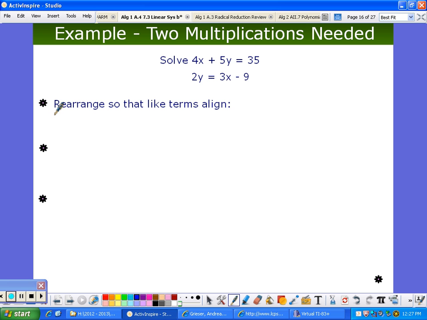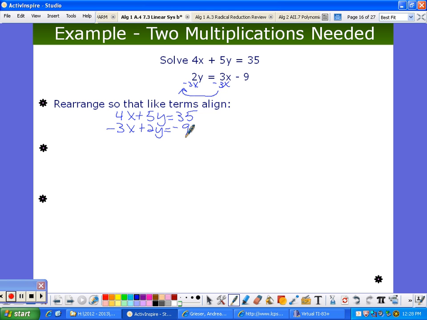Yep. Rearrange so that the like terms align. So what would you do for this? You have two choices. What do you think you would do? Because you're going to take this guy and subtract him so that effectively moves it over here. We have the x plus the y equals the number. So let's see what we get. That won't change the top. But on the bottom we've got negative 3x plus 2y equals negative 9.